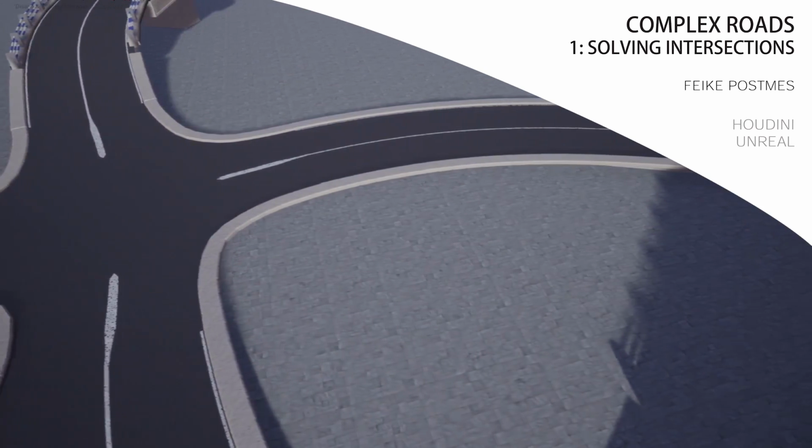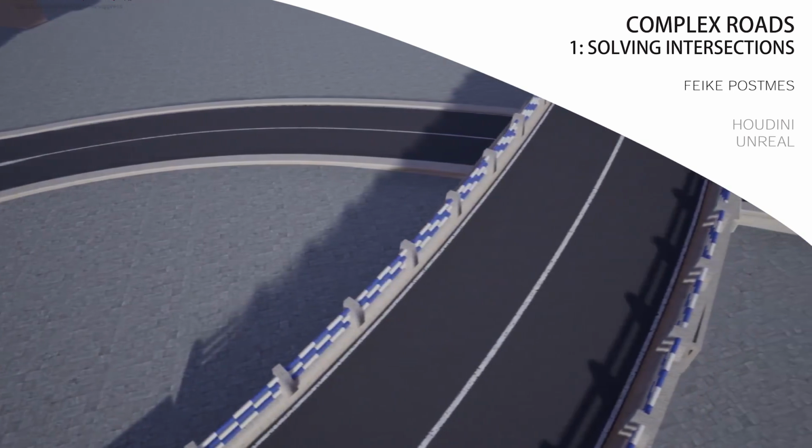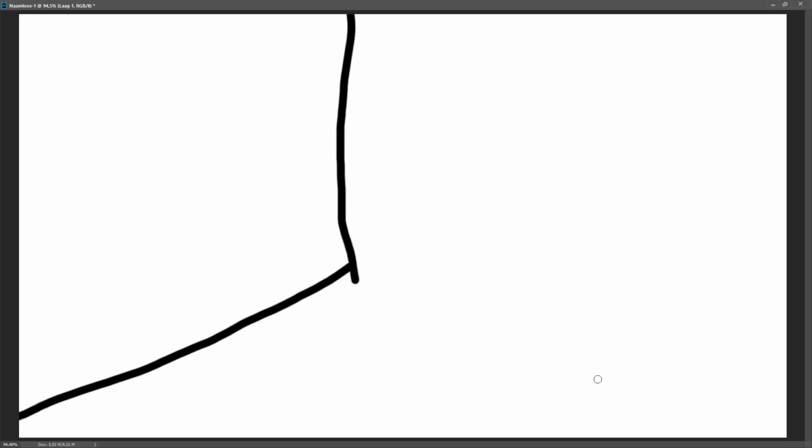During this tutorial we will tackle the problems which arise when dealing with intersections. Without further ado, let's jump into Photoshop to go over the basics. Let's start with describing our intersection. Initially we have 3 lines, roads, coming together to form our intersection.